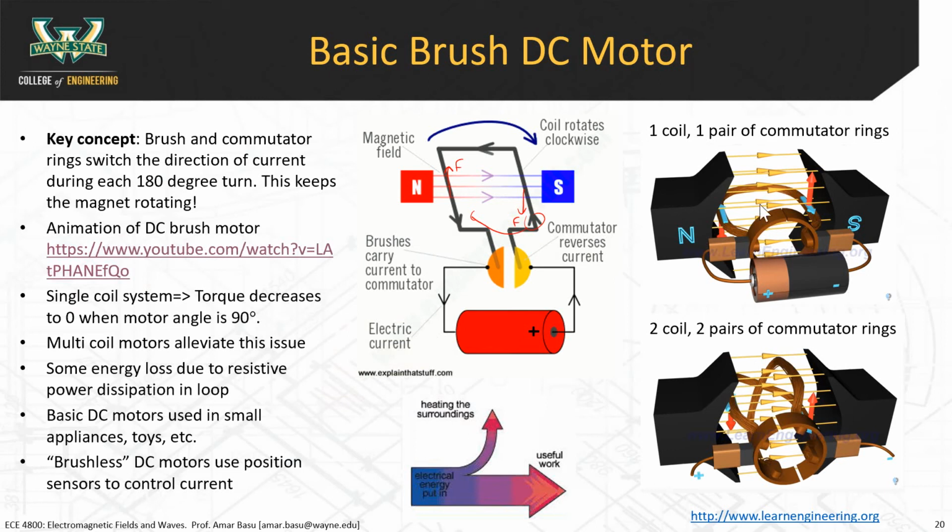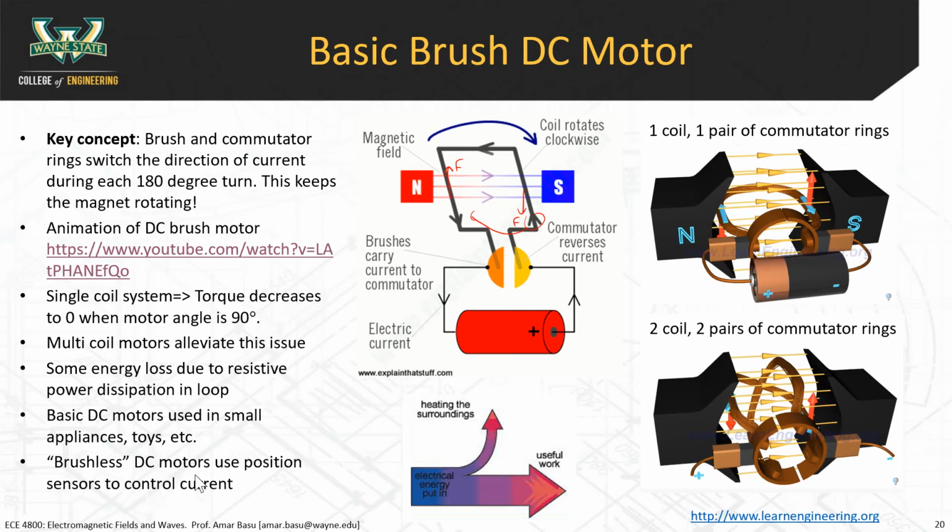The commutator rings are essentially used to switch the current going from one direction to the other in this coil. Instead of using commutator rings, you can use position sensors, like the Hall effect sensors that I showed you earlier. So once the motor gets to a certain position, there's an electronic circuit that will switch the current, rather than this commutator ring being responsible for switching the current. So those are called brushless DC motors.